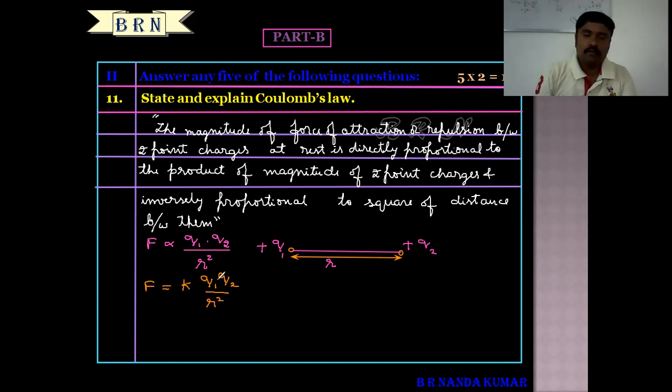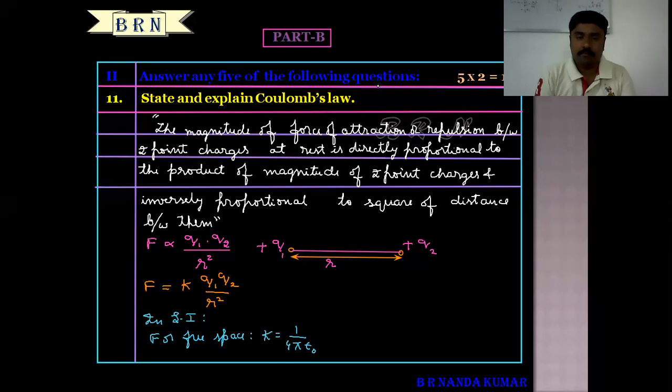So K is the Coulomb's constant, that is also called the electrostatic force constant. What is the meaning of K? That is called Coulomb's constant. Actually, Coulomb's constant depends on the medium existing between 2 point charges and also the system of units used. Okay, so in SI system, for free space, the value of K is 1 divided by 4 pi epsilon naught. Epsilon naught is called absolute permittivity of the medium.